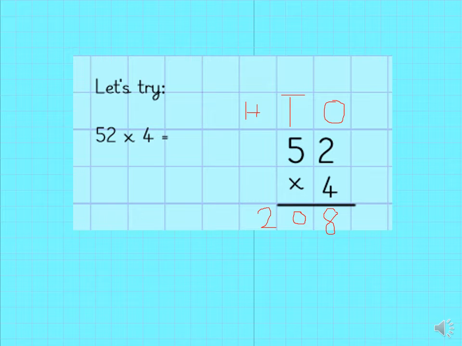Don't just put 2 here, okay, because it's 20, isn't it? 5 times 4 is 20, it's not 2. So it's really important we've got the 0, okay? So 52 times 4 is 208. If you've got a 2-digit number, remember to carry it into the next column.